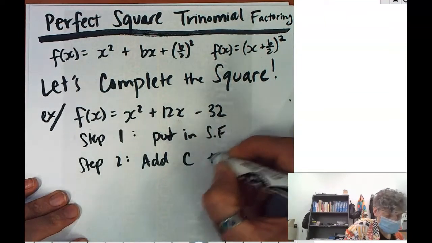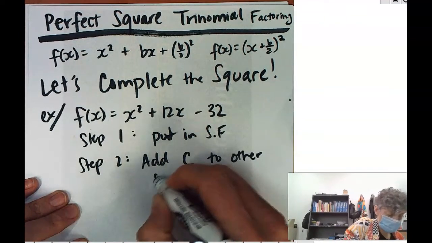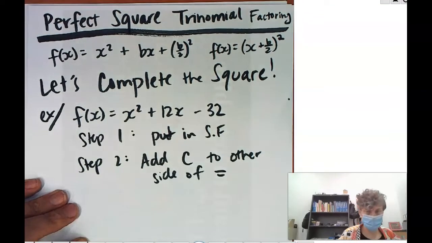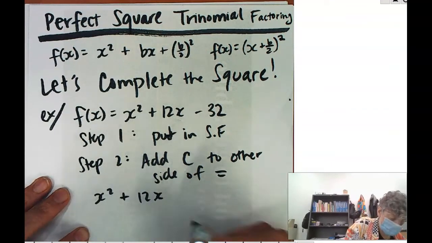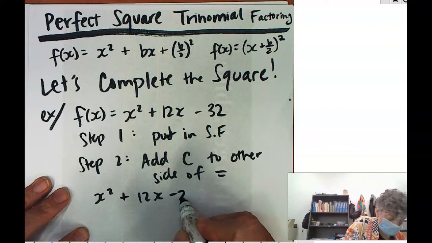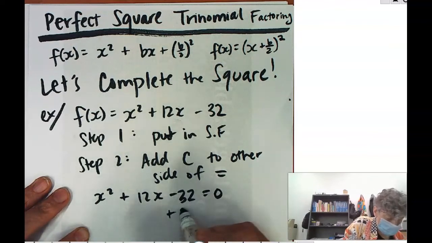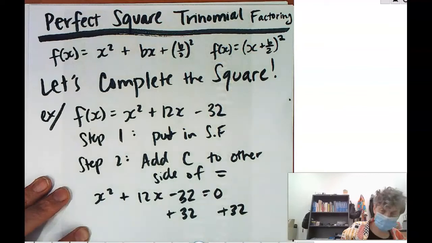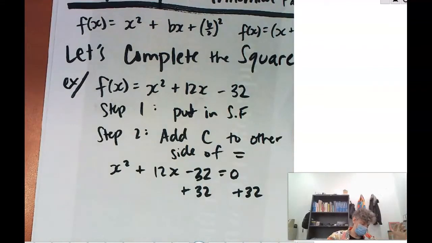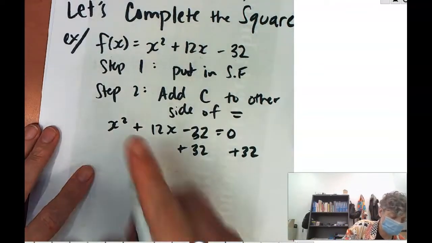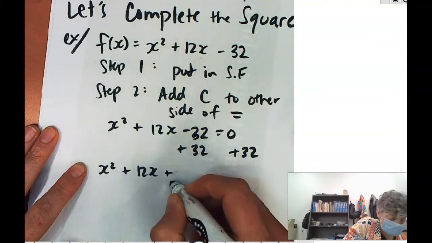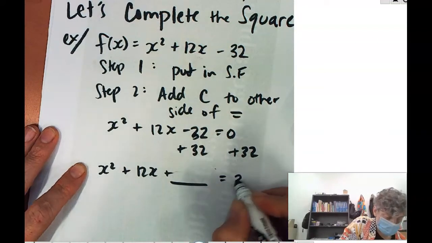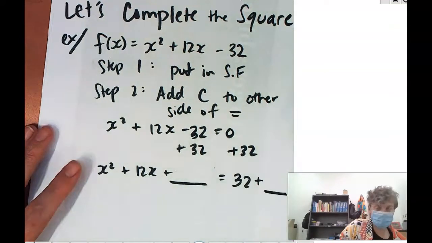Alright, step 2, add c to the other side of the equal sign. Alright, so we're going to have x squared plus 12x minus 32 equals 0. Let's add that to the other side. Alright, when you do that, I want you to leave a little space here. x squared plus 12x plus something is equal to 32 plus something.